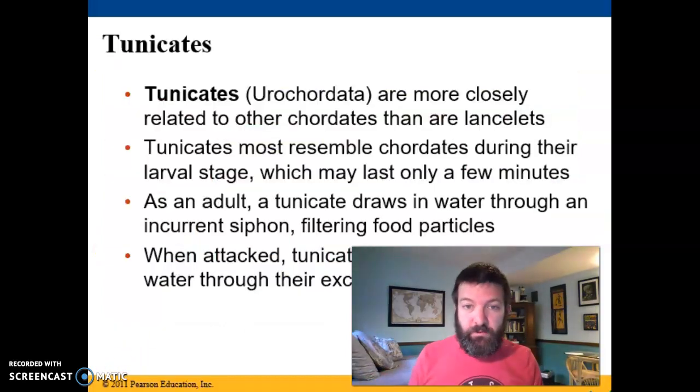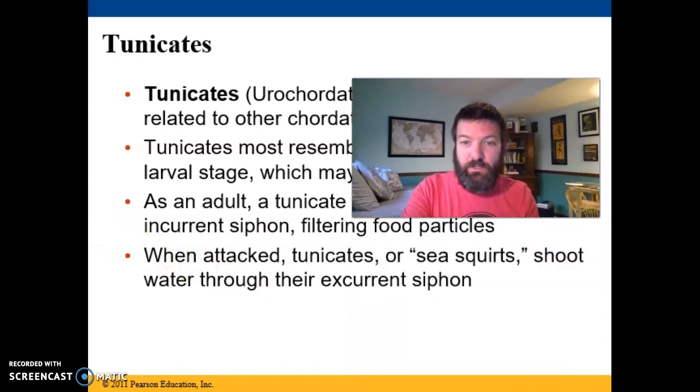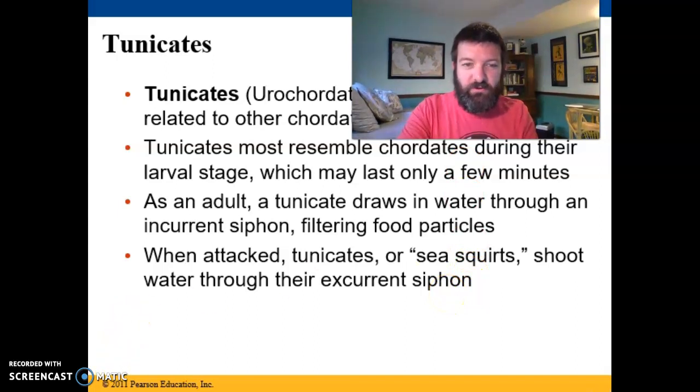So Cephalochordata is our first subphylum of chordates. Urochordata is our second subphylum of chordates. These are the two completely invertebrate subphyla. And this includes tunicates, which are actually more related to the rest of chordates than they are to lancelets, to cephalochordates. But they only show those four main structures when they are a larva. And they're called sea squirts because when they're attacked, they squeeze and shoot water out of their excurrent siphon.